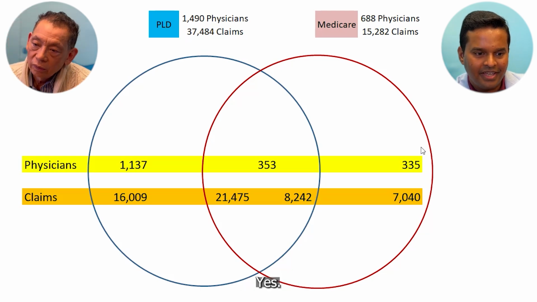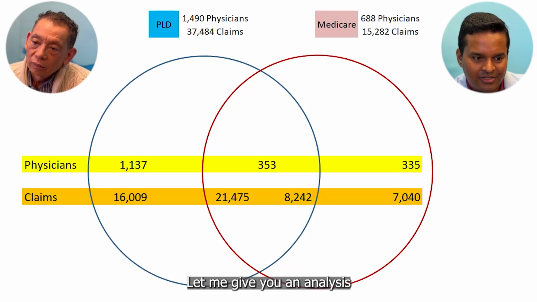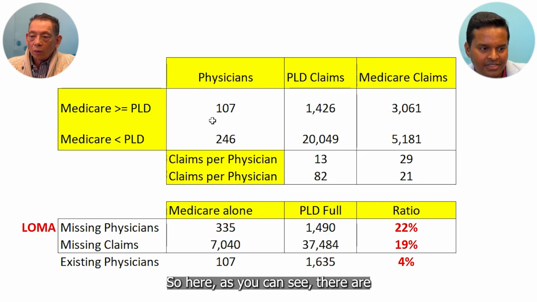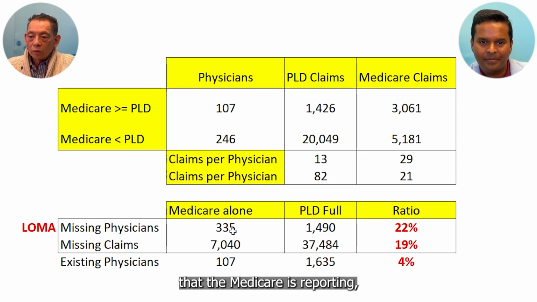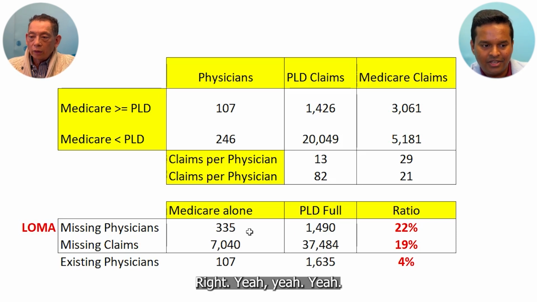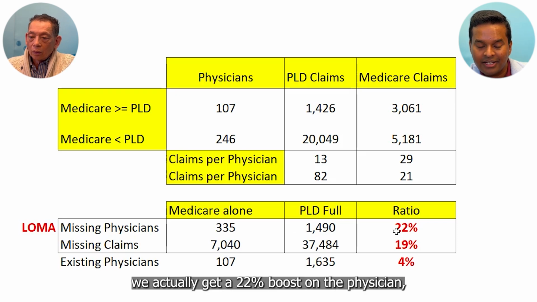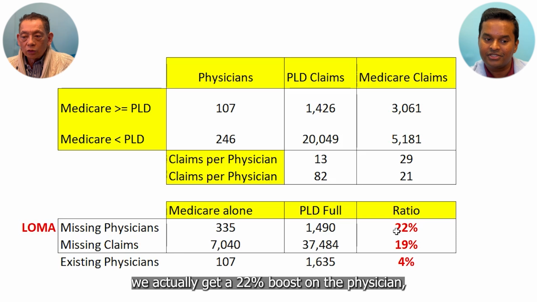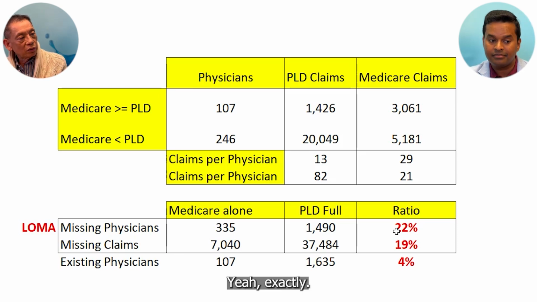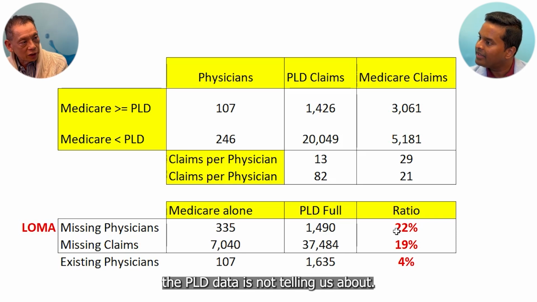Yep. Okay, cool. Let me show you an analysis of how that will look. So here, as you can see, there are 335 physicians that Medicare is reporting but that don't appear in the PLD. When we add those and their corresponding claims, we actually get a 22% boost on the physicians. So both on the physicians and the claims, you get about a 20% increase for Medicare. Exactly. Wow. And the PLD data is not currently telling us about that. Absolutely.